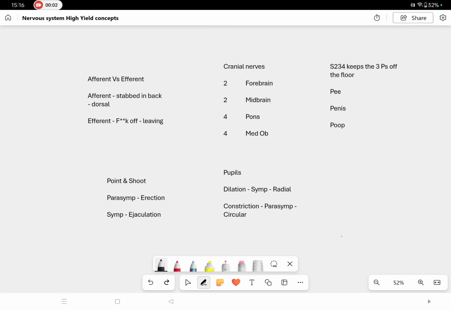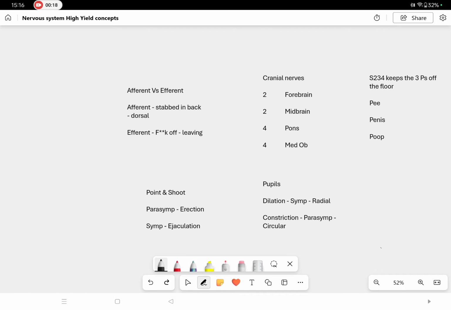Okay, team. So, high yield concepts in terms of the nervous system, things that can be questioned often in the exam situation, and whilst you're under the pressure of nerves, things can slip our minds. So, best way to remember these, as you can see, there are 5 things I want to talk about, and the first I'm going to kick off with is this fella here, afferent versus efferent.